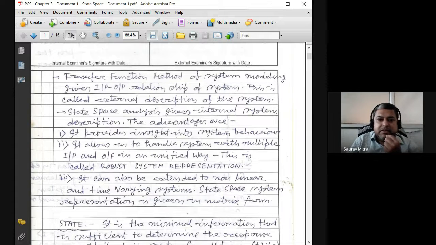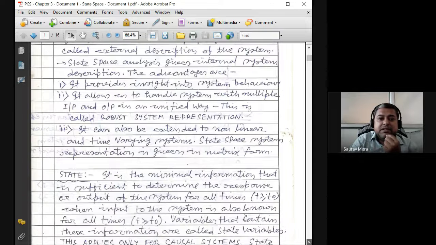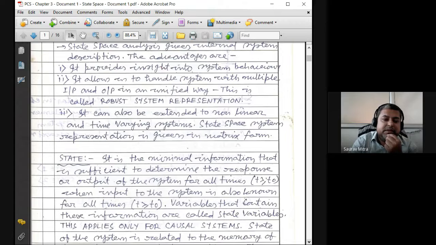State space analysis, or state variable analysis, gives an internal system description, a very important thing. Stage wise, how the food is eaten, how it goes into my stomach, how it gets dismantled, how it is digested by the liver, how energy is produced, how it goes to every cell. So a stage wise, internal, division wise system description is possible by using state variable analysis. State variable analysis gives internal system description. Transfer function based analysis gives us external system description. So state variable analysis provides insight into system behavior. I'm just reading from this document.